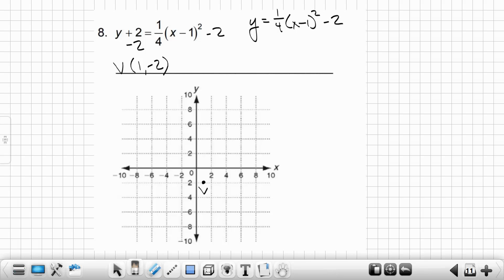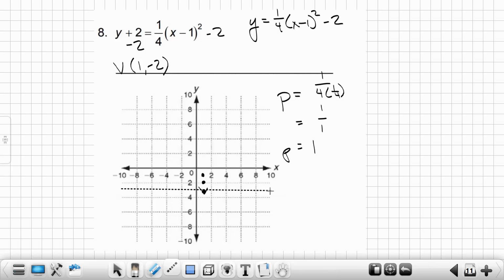What is my p? One over 4 times 1/4, which would make 1. So my p-value is 1. And we said it's facing up, so I go 1 away in both directions. Once again, really annoying, they count by 2s. 1 away, 1 away.